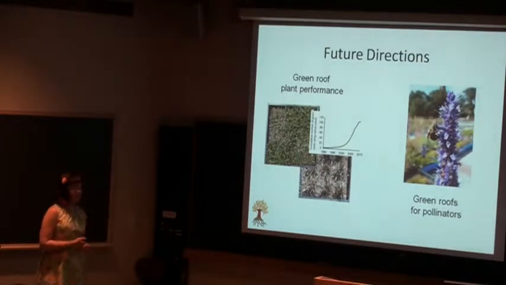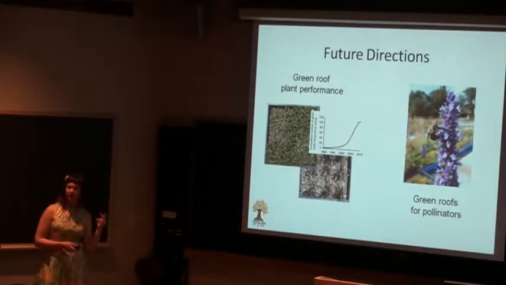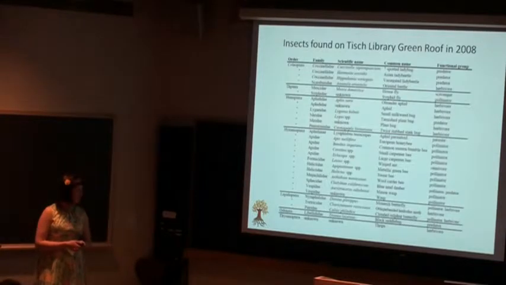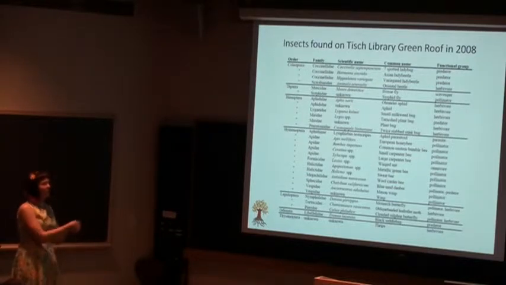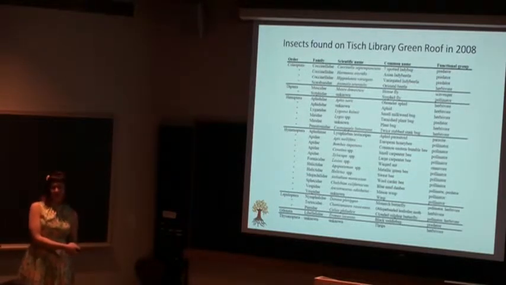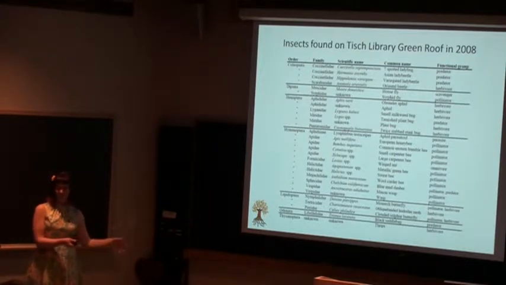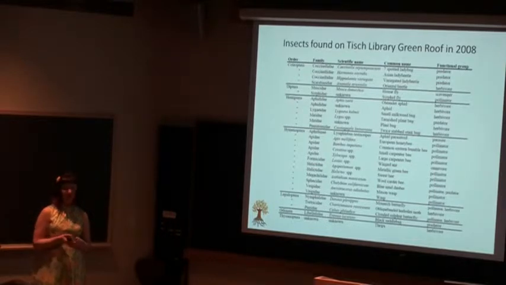Now the second part, green roofs for pollinators. This is something that's been in the back of my head for years, but I haven't had time to work on. Just to give you a little idea of the potential here, these are some of the insects I found on the green roof in 2008. This was not a comprehensive survey. This is basically, as I'm doing other work, if I saw an insect I didn't know, I would take a picture and go identify it later. So a lot of potential here.